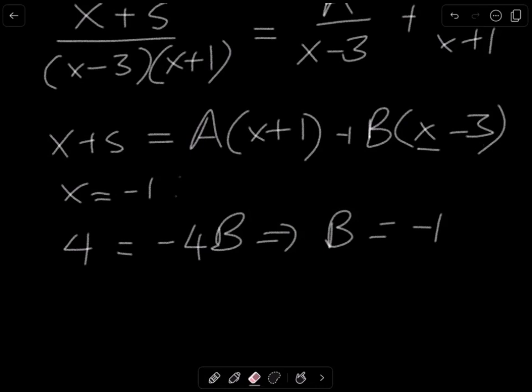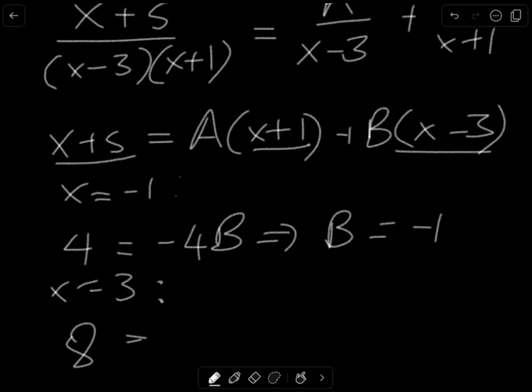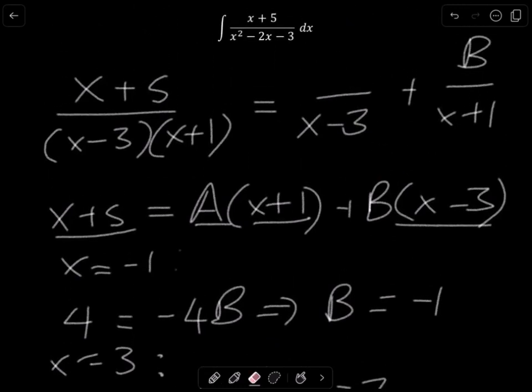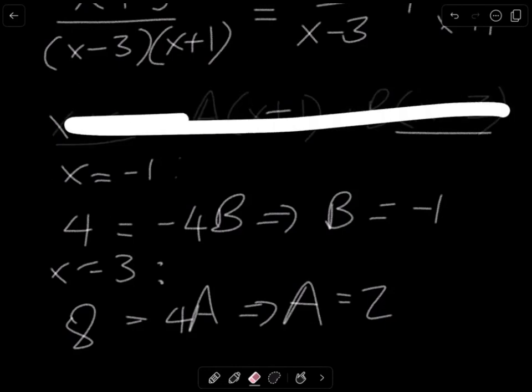Now let's solve for a. So to solve for a, I'm going to say let x is equal to 3. So if x is equal to 3, watch what happens. 3 plus 5 is 8. 3 plus 1 is 4. 4 times a is 4a, plus 3 minus 3 is 0. 0 times b is 0. I don't have to write that out. So it's going to be 8 is equal to 4a. This means that a is equal to positive 2. So let's fill that in. So a is equal to positive 2 and b is equal to minus 1. There we go. That's how we handle this using partial fractions.